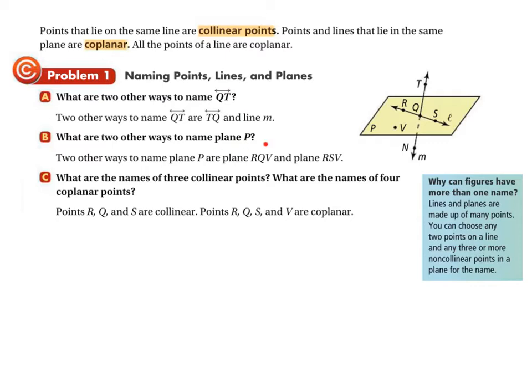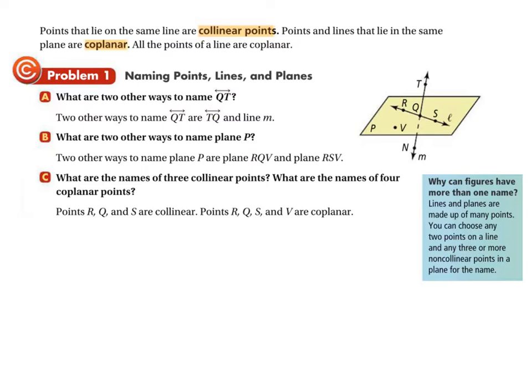What are 2 other ways to name plane P? Well, this is not for a point, so how do we name it? We can pick any 3 points on this plane as long as they're not in a line. We cannot pick R, Q, and S. They are collinear. They have to be non-collinear. So 2 other ways would be RQV and RSV. Notice they used V because they can't just use those three. They're all collinear. We could also say QSV.